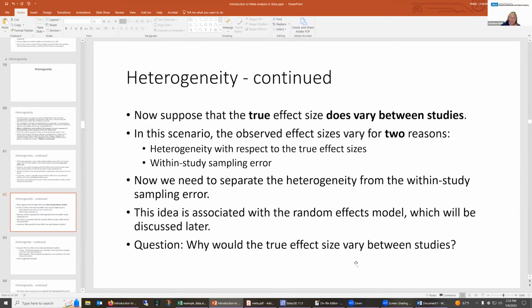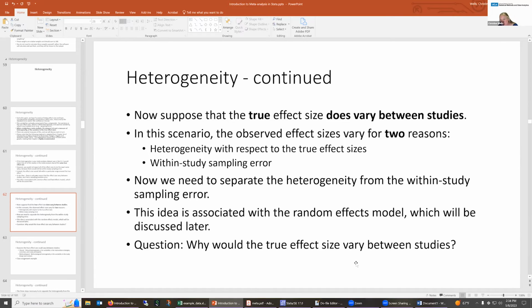Now let's take a different scenario here, and we're going to suppose that the true effect size does vary between studies. Okay. In this scenario, now we've got two reasons: the heterogeneity, okay, which is that the true effect sizes themselves are different, and we still have our within study sampling error. Now we need to separate that heterogeneity from the within study sampling error. This idea is associated with your random effects model. Again, we'll be discussing this later.